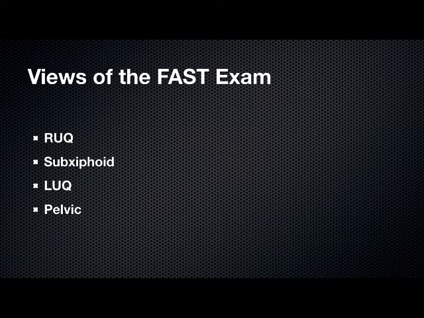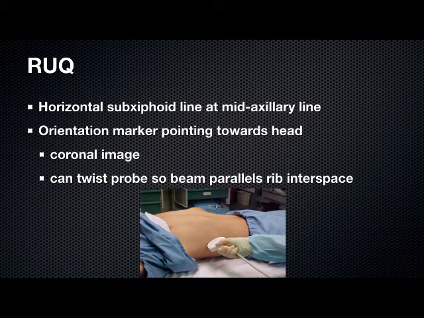We've got 4 different views: the right upper quadrant, subxiphoid, left upper quadrant, and pelvic. And when it comes to the right upper quadrant, if you guys feel the bottom part of your sternum, right where your ribs meet, that's called your subxiphoid. And if you drew an imaginary horizontal line from side to side and you intersected that with what's called the mid-axillary line, so basically the middle of your armpit intersecting with the horizontal subxiphoid line, and you put the probe marker towards the patient's head, you stick it on the patient's body, that's basically where you need to look.